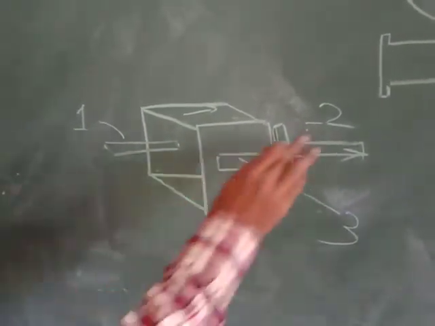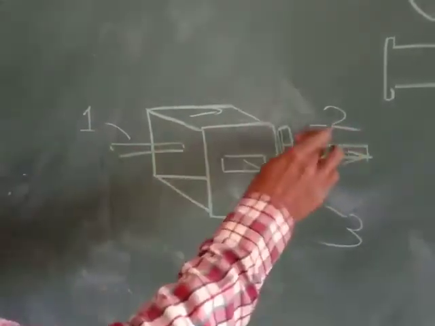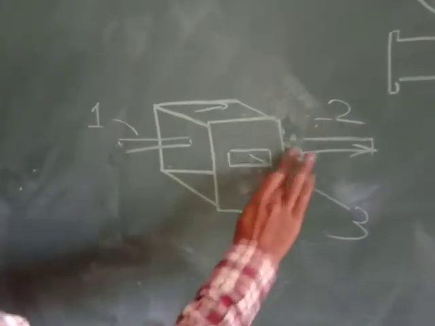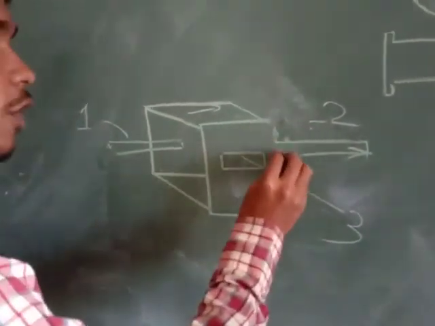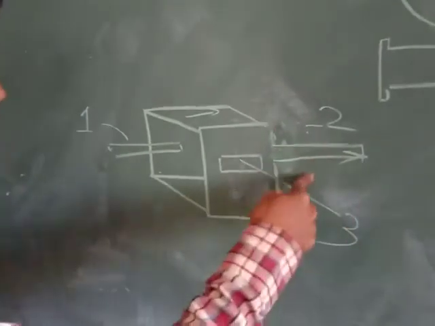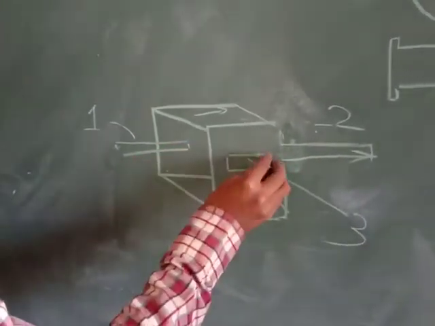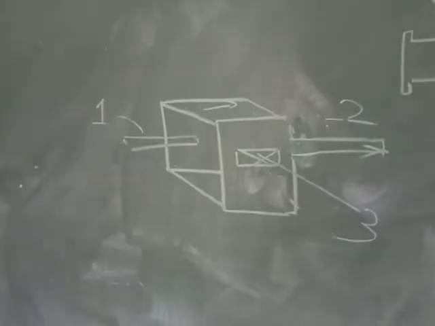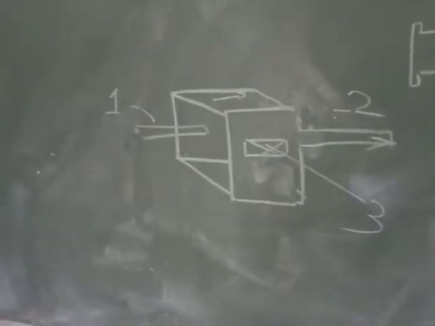Suppose we want to measure between 1 and 2, so we remove the slotted line, and this slotted line comes to these 3 points. We close these points. By this we measure with the 3-port isolator.